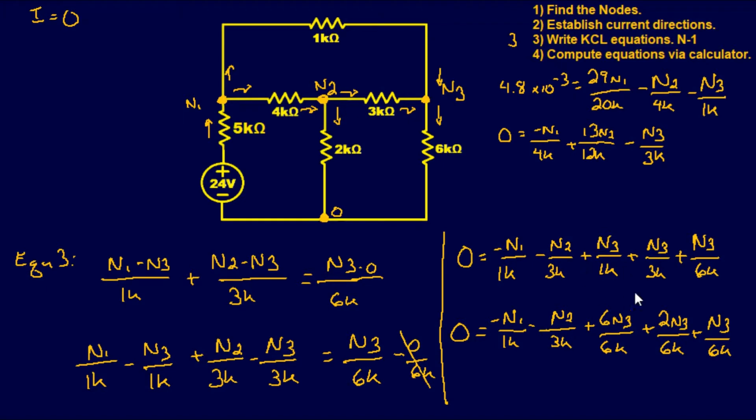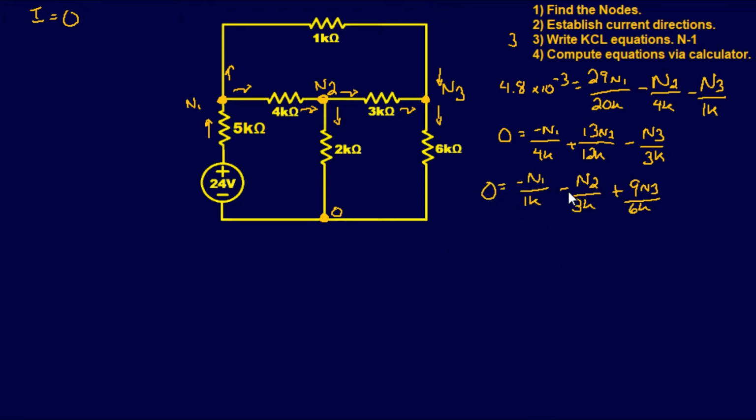All I did, same thing as last time. Since I needed to make this 6 kilo, I had to multiply the numerator times 6, and same thing with this one, times 2. So, last time, 0 equals negative node 1 over 1k, minus node 2 over 3k, plus 6 plus 2 is 8, plus 1 is 9. 9 node 3 over 6 kilo. That is our final equation for our last node. So let's write this guy up here.